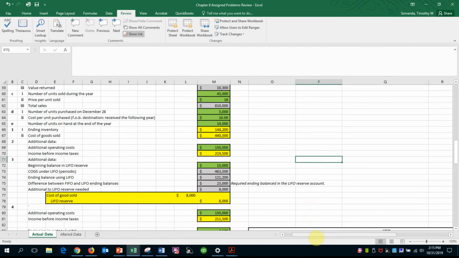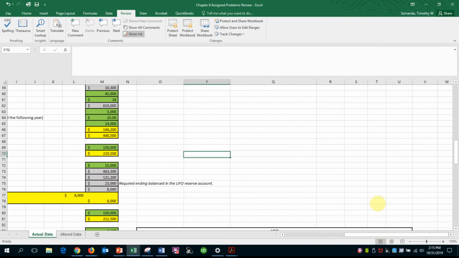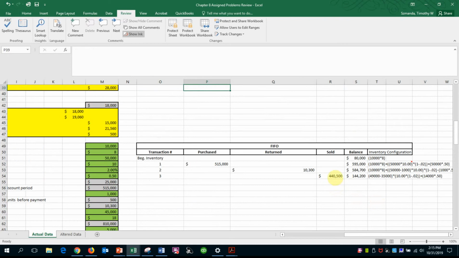And just to review this cost of goods sold number up here, how did we arrive at the cost of goods sold under FIFO for these 45,000 units that we sold? Well, under first in, first out, as you recall, we go back to the oldest costs that have not yet been recognized. So we need 45,000 units. We have 10,000 here, reaching back as far as we can. They were costed at $8 a unit at that time. So that'll be part of our 440,500.